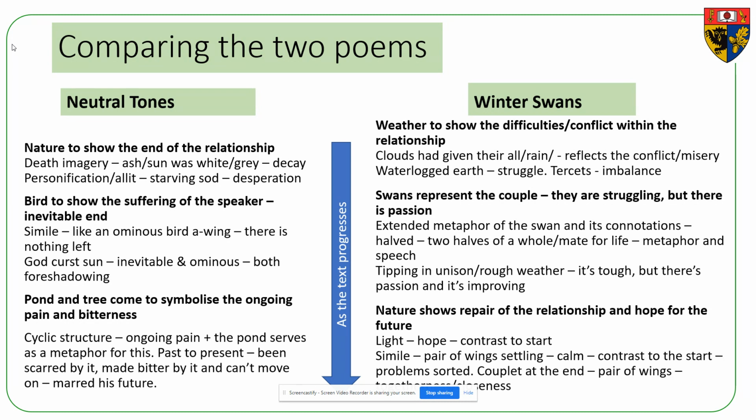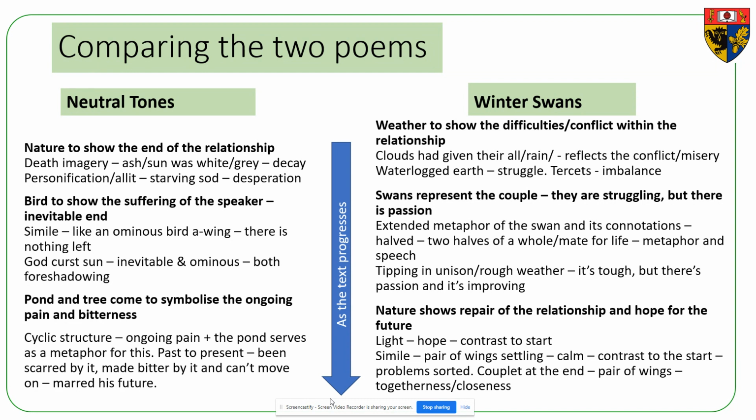Furthermore, you've got the simile in the final two lines, in the final couplet of the poem, "a pair of wings settling after flight." And there's this real sense of calmness and a real sense of stability as well, and settle through the wings, like the natural beautiful wings and the closeness, a pair of wings as well, highlighting how there's two together, whereas in the end of Neutral Tones he's left completely on his own. So we've got that pair, and that's reinforced in Winter Swans by the couplet at the end of the poem.